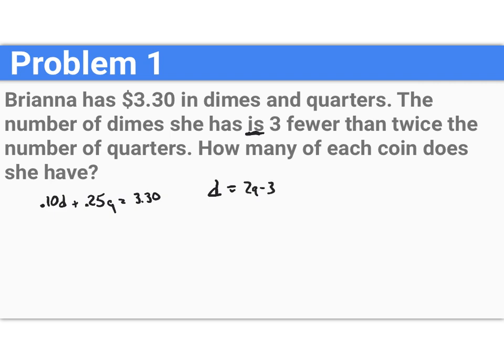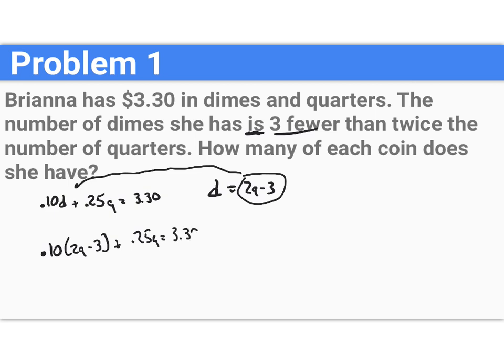2q minus 3, because fewer means subtracted from. So now what I'm going to do is put this in for dimes. So we're going to substitute in for dimes. So we got 0.10 parentheses 2q minus 3 plus 0.25q equals 3.30. Okay, so 0.10 times 2 is 0.2q minus 0.3 plus 0.25q equals $3.30.